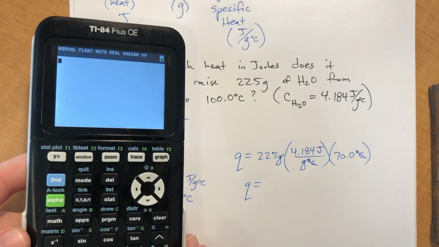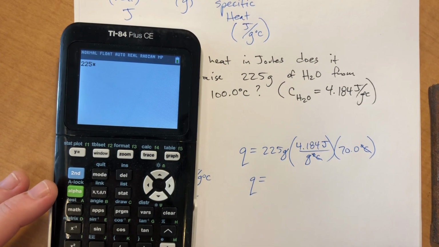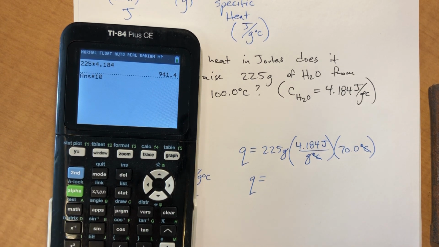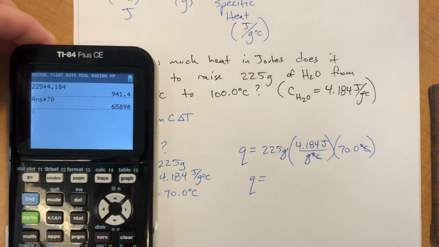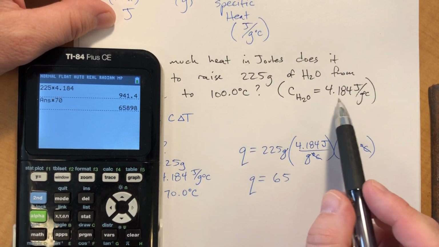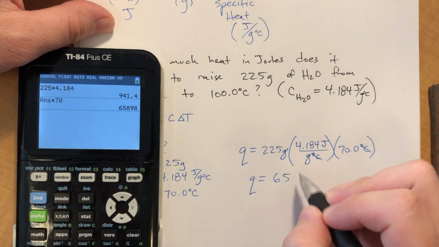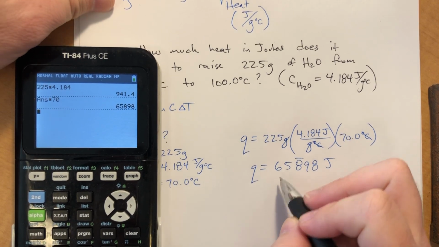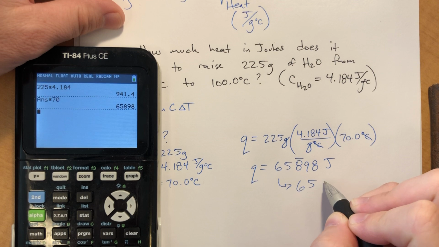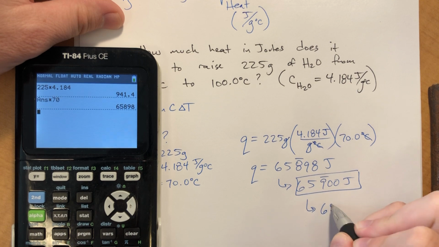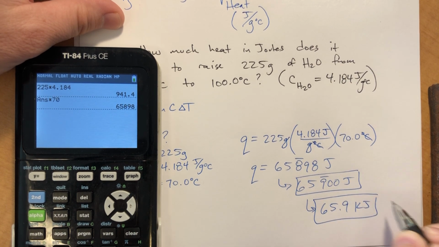Joules are a very small unit, so 225 times 4.184 times 70. I'm hitting the wrong numbers. 70. And I got a really big number. Okay. So I guess this has 3 sig figs, this has 4, this has 3. So 6, 5, 8, 9, 8 joules, but we have to round it there. So the answer is 65,900 joules. This is the same thing as 65.9 kilojoules.